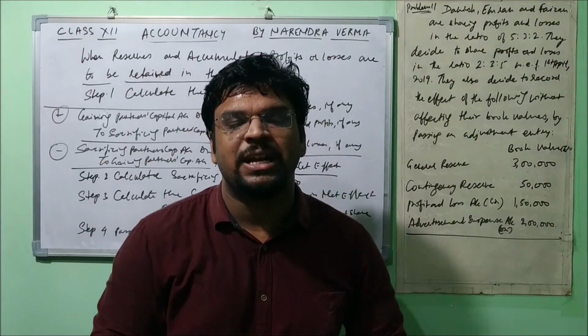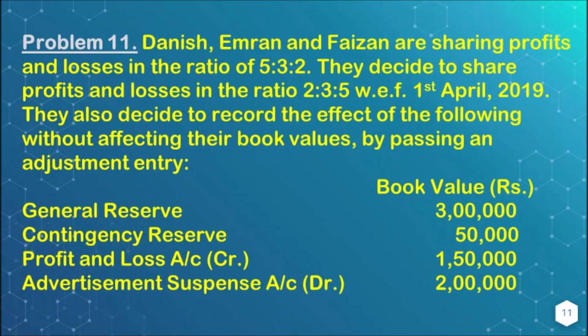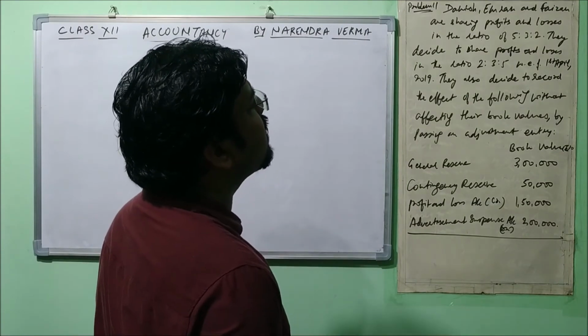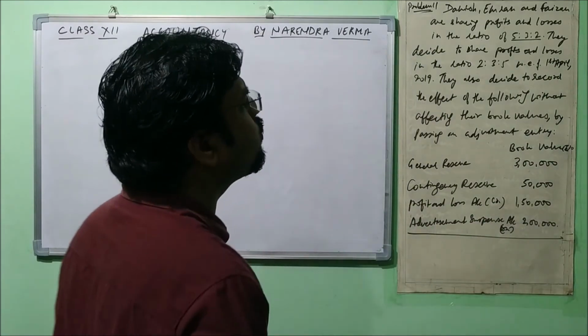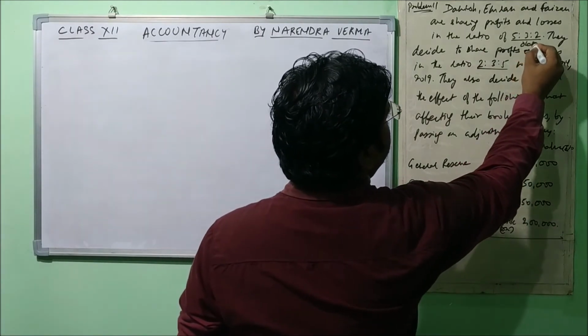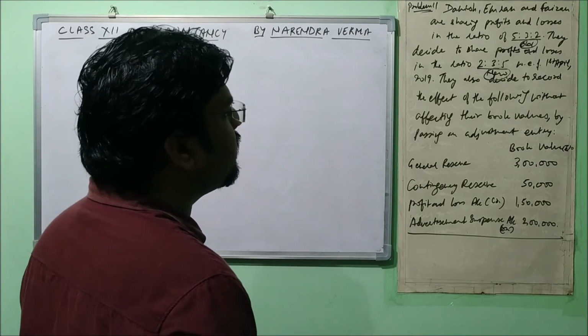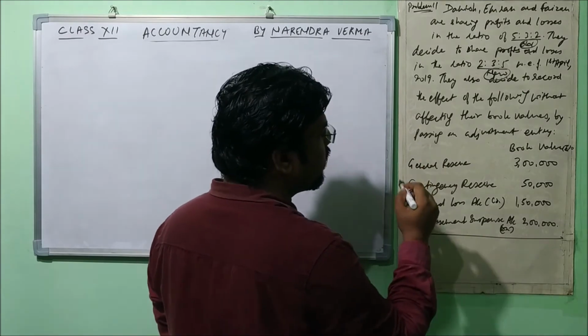So let's do one numerical question on this so that you can understand pretty well. You can see the question on your screen. So I have written the question here. Let's read it out. Danish, Imran and Faizan are sharing profits and losses in the ratio of 5:3:2. They decide to share profits and losses in the ratio 2:3:5. This is old and this is new, right? With effect from 1st April 2019, they also decide to record the effect of the following without affecting book values.